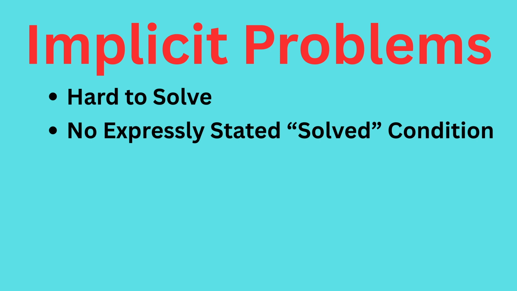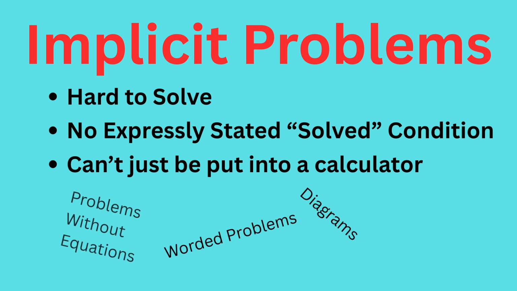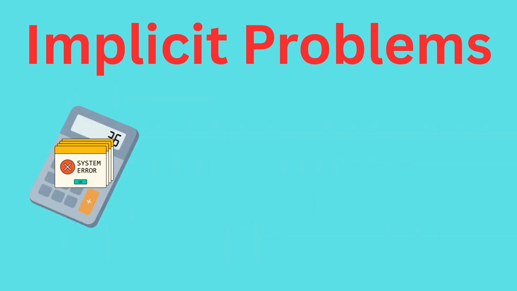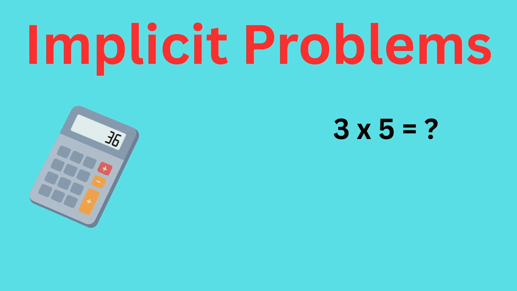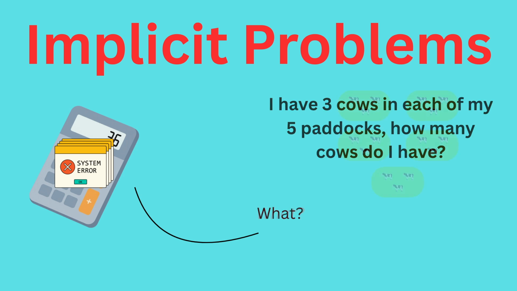An implicit problem is hard. Implicit because the information and what you want to find is implied in the words. It's given, but is not written mathematically. These are worded problems, diagrams, anything that's not a literal equation that I could just put into a calculator and solve. Calculators are dumb, and to the calculator, an explicit problem is in its language, but words, images, anything else is like a foreign language.